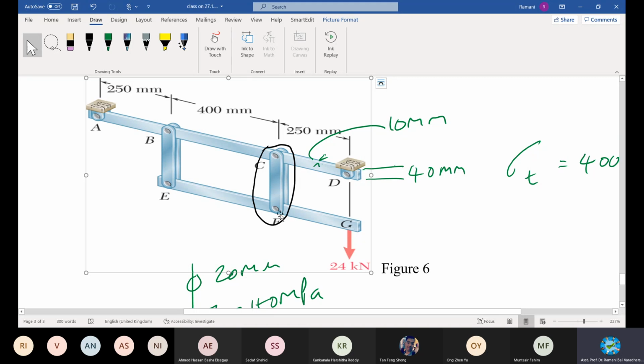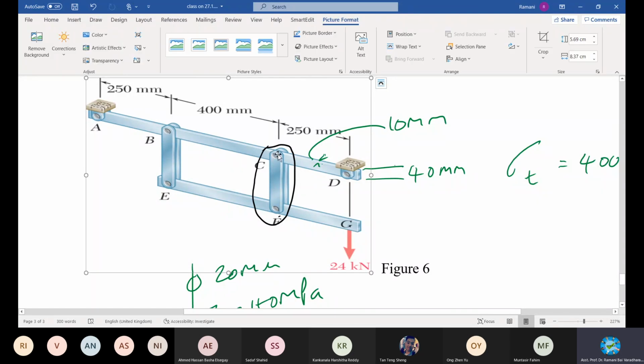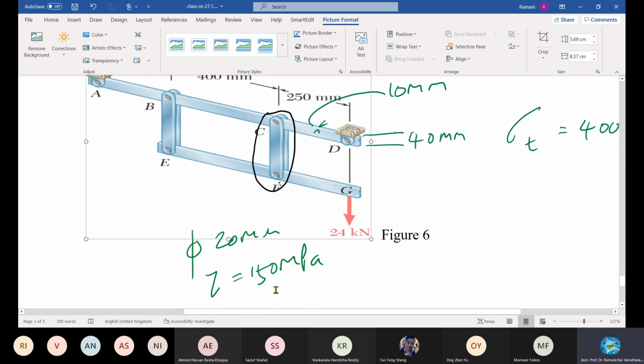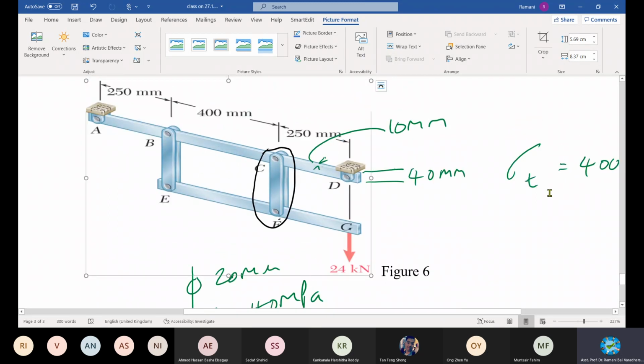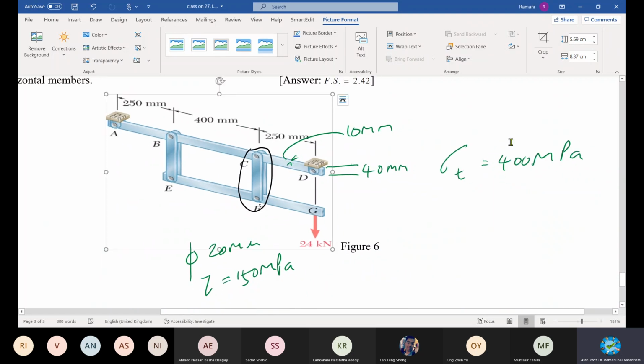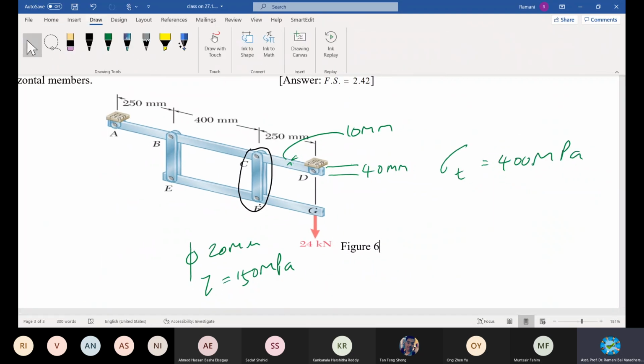In this question, you are asked to find what is the factor of safety in designing this link. How much is the factor of safety to be adopted to have so and so shear strength and tensile strength. Sometimes the factor of safety is given and you are asked to calculate the stress. In this case, reverse. Stress is given, asked to find what kind of factor of safety you can design.